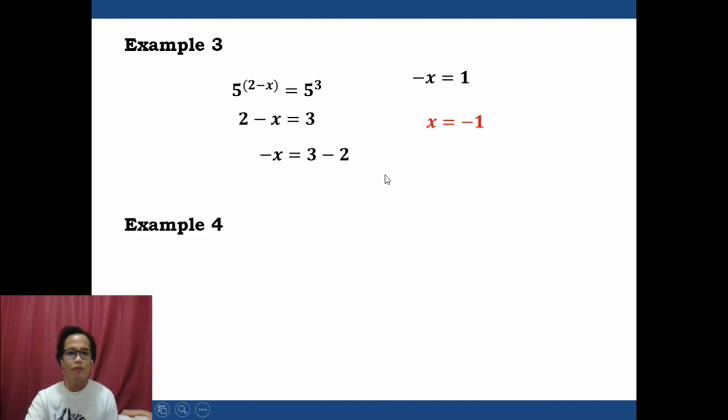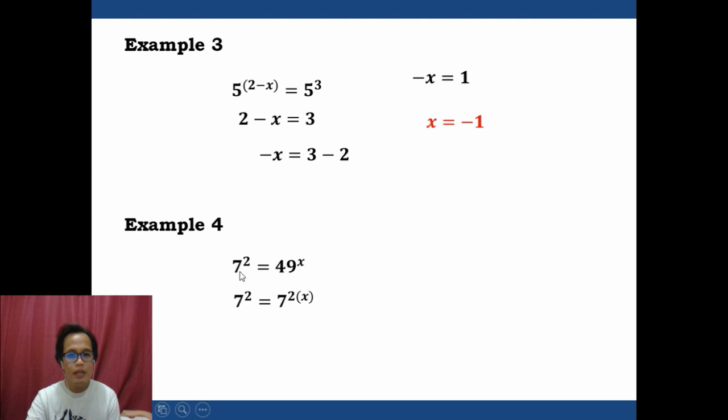Next, example 4. Ato ni, 7 raised to 2 equals 49 raised to x. So, karon, lahi na ang base. So, 7 and 49. So, atong i-express ang 49 to the base 7. So, unsa man ang atong i-exponent sa 7 aron mabawas ang 49? 7 times 7. So, kaduha ra ta og multiply.